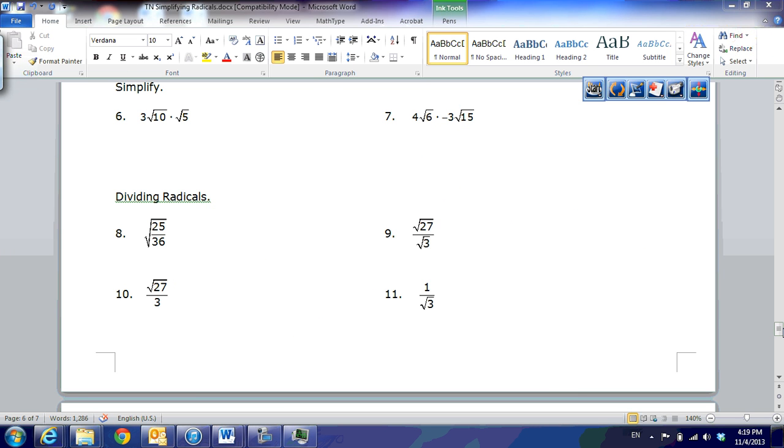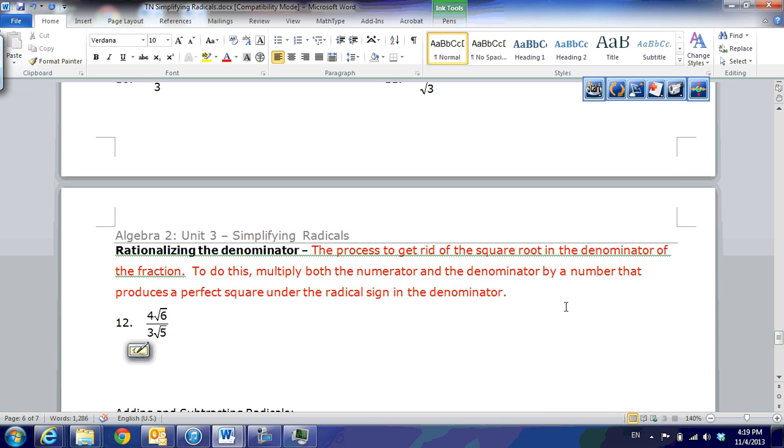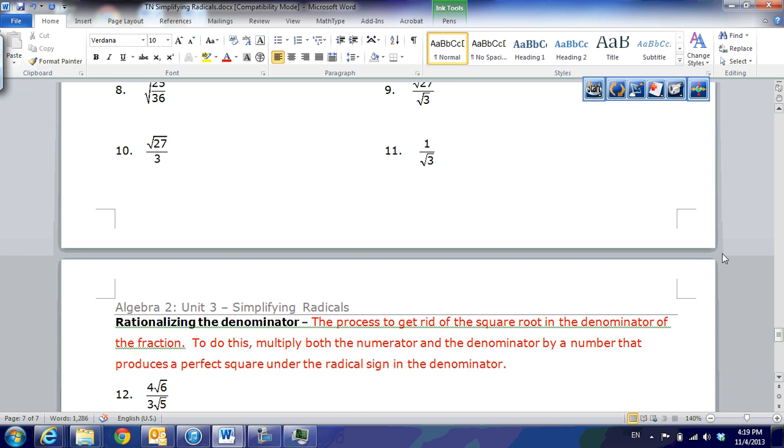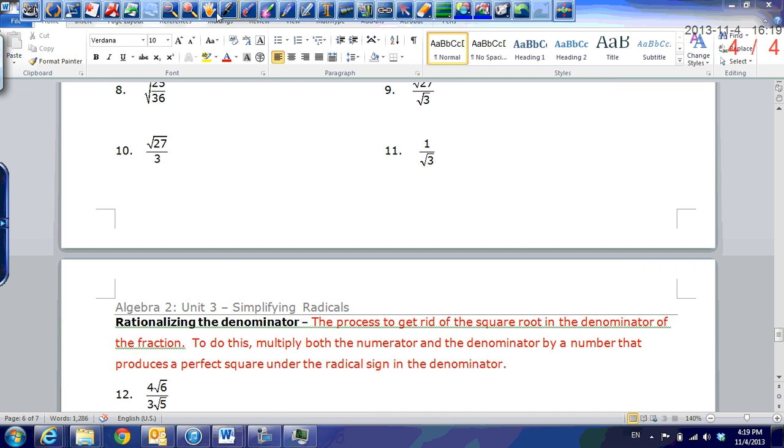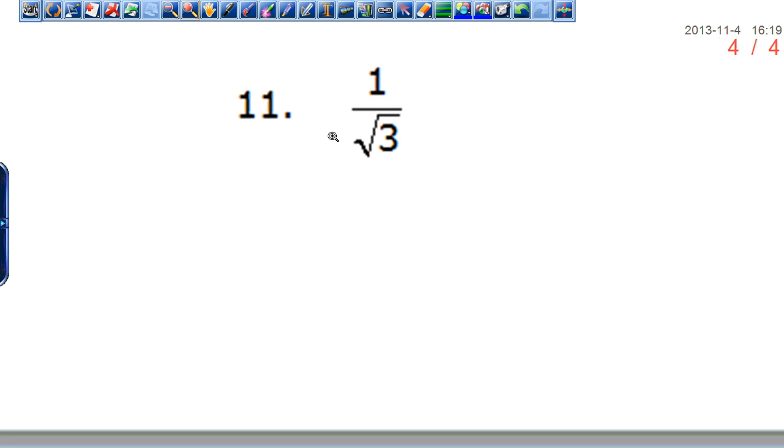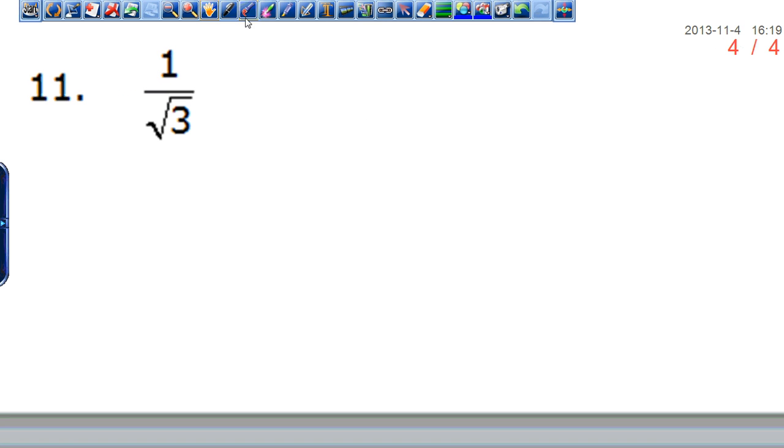I want to give you a definition here. Go ahead and pause it, write that down, and then we'll come back to it. Rationalizing the denominator is something that's very important. You learn it and we'll apply it quite a bit here. Basically, it's getting rid of the denominator that has a square root in it. So to do that, we're going to multiply the numerator and the denominator by whatever's underneath the square root. So in this case, square root of 3.